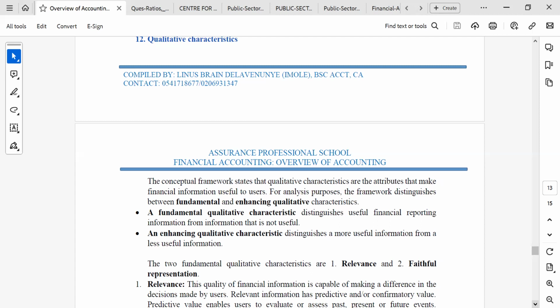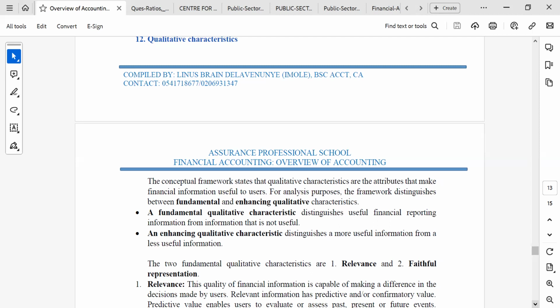So we have certain characteristics or certain attributes that are going to make a useful information more useful. It is going to enhance the usefulness of that particular information. That's why it is called enhancing qualitative characteristics. This one differentiates a more useful information from a less useful information. So the information can be useful, but if it is not given on time, it can also be an issue.